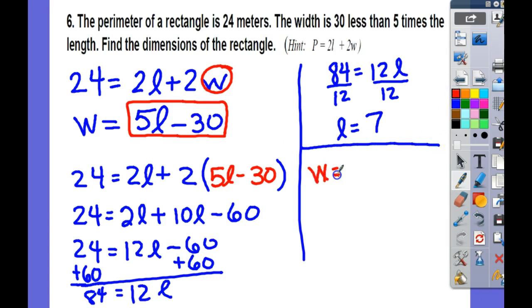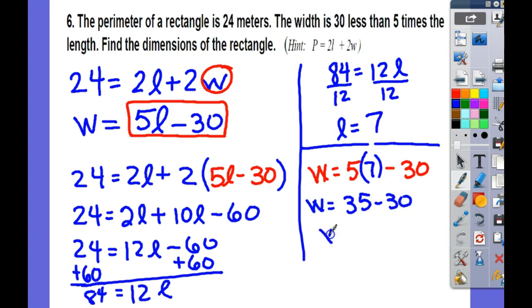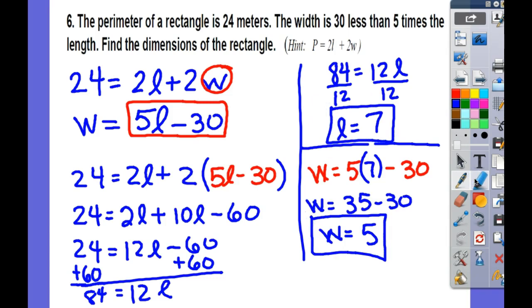So we know the width is equal to 5L minus 30. So in place of this L, I am going to put that 7 I just figured out. So the width is going to be 35 minus 30. The width is going to be equal to 5. There's the width and there's the length. There are my two dimensions.